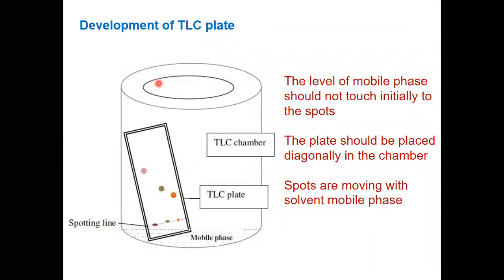Development of the TLC plate. To develop the TLC plate, take a clean and dry chromatographic jar or beaker. To make sure that the environment in the beaker is saturated with the solvent vapors, rinse the walls of beaker with the mobile phase. Add the mobile phase to the jar and close it to maintain the equilibrium.